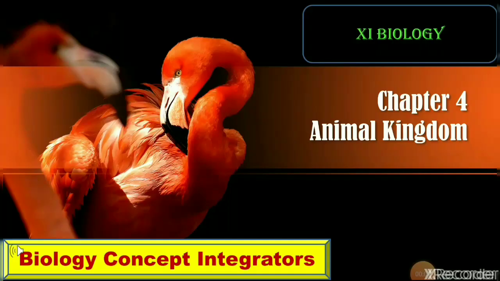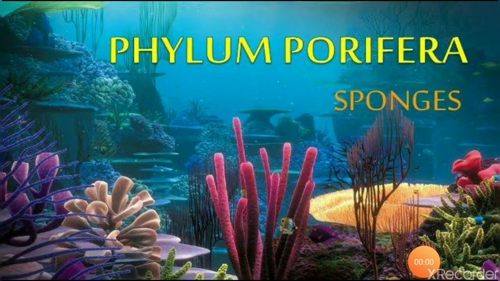Welcome students. In the last video, we discussed the criteria for the classification of kingdom Animalia. And now, in this video, we will discuss the characteristic features of different animal phyla. So let's start with the first animal phylum, that is Phylum Porifera.